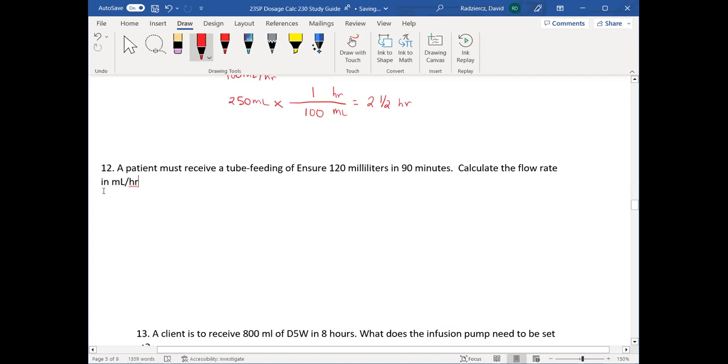All right, another flow rate question. This says a patient is getting a tube feeding of Ensure. It's running at 120 milliliters in 90 minutes. Calculate the flow rate. Now, here it tells you milliliters per hour. If it didn't, because there's no other things indicating tubing other than tube feeding, it doesn't say microtubing, it doesn't say drop factor, we're going to assume milliliters per hour. And again, the question tells you milliliters per hour, but I'm just telling you in case you run into a problem and it's not there. Now you know.